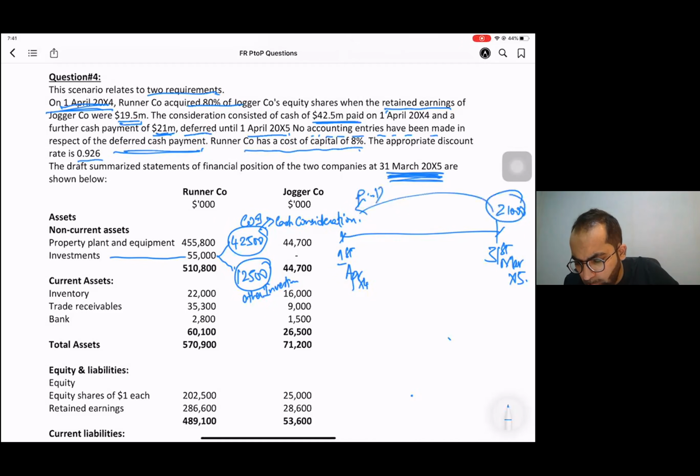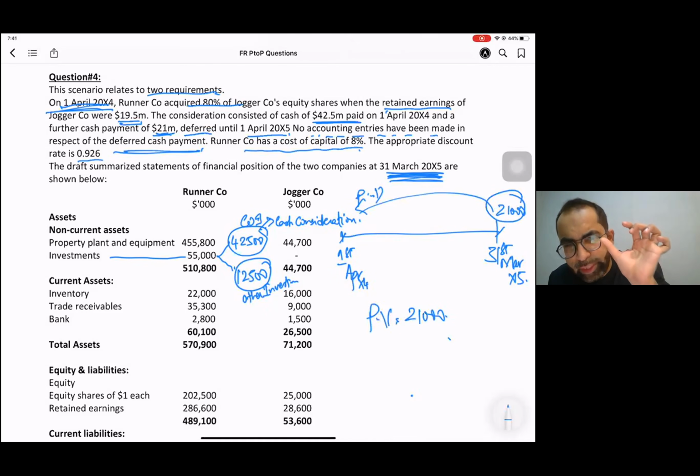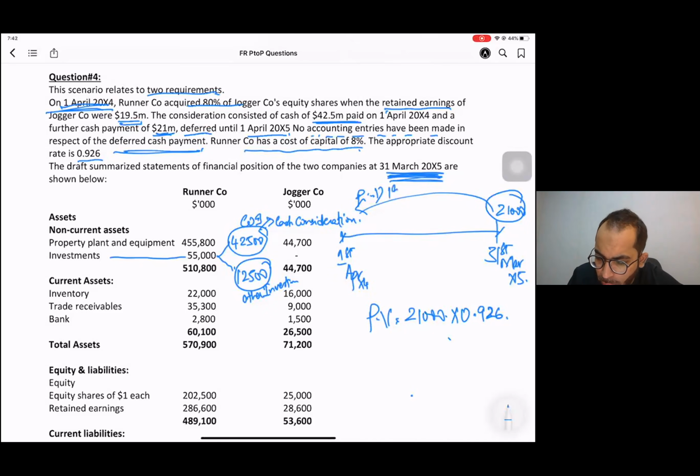And how will you calculate present value? That cash flow, how will you calculate the present value of future cash flow? That cash flow multiplied by the discount factor, and the discount factor is 0.926. So if you do 21,000 multiplied by 0.926, can anybody do it for me? 21,000 into 0.926? 19,446.